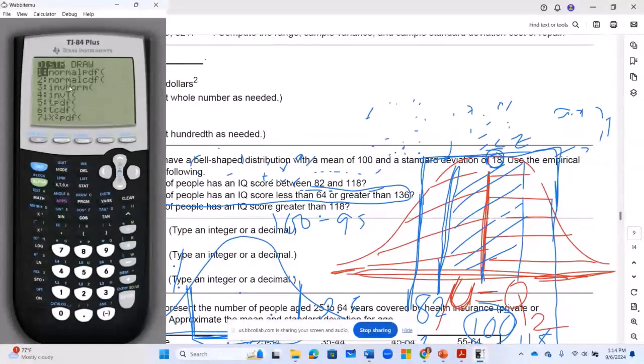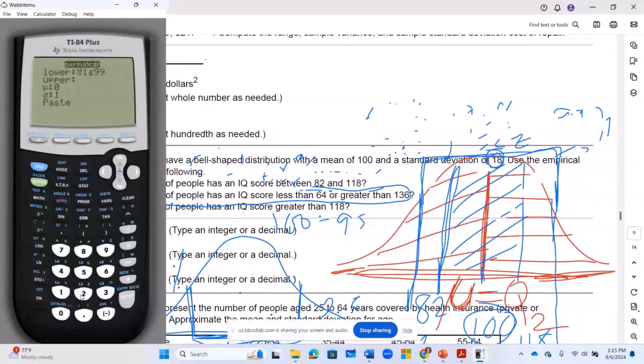And by the way, what is normal CDF? C means cumulative, D means density, F means function. So normal CDF is cumulative density function. So number 2. Let me go back and make sure you know how I got there. So I'll go to second distribution. I choose number 2.